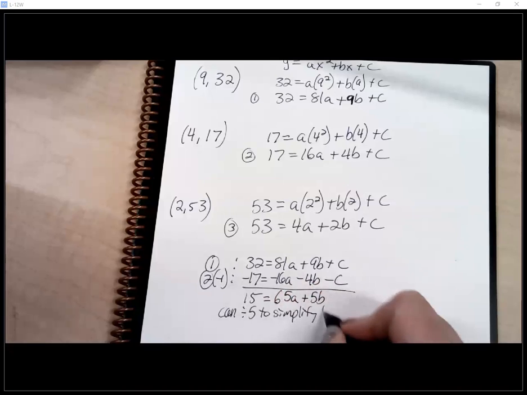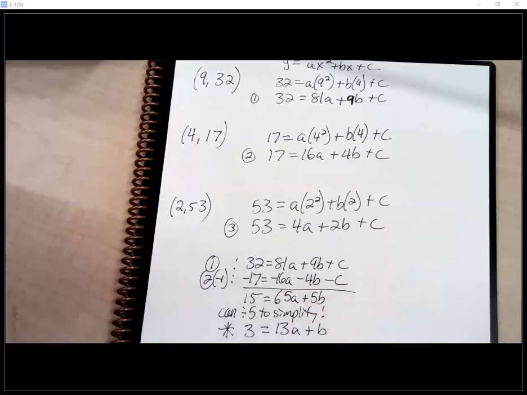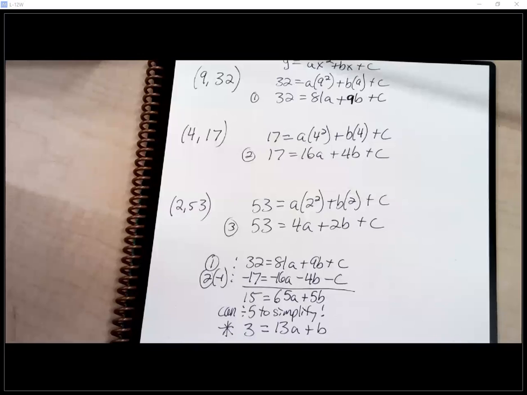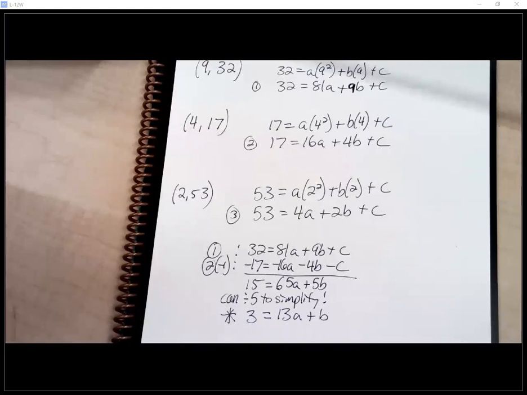So now my start equation will just be, what's that, 13? So I can use 3 equals 13a plus b instead of the 15 equals 65a plus 5b. Okay, because it's the same equation, right? I just divided both sides by 5, so that's totally allowed. Just gets my numbers smaller, makes life a little bit easier. Again, if you don't do it, it's not a big deal. Your numbers are just gonna be a little bit bigger. Who cares?